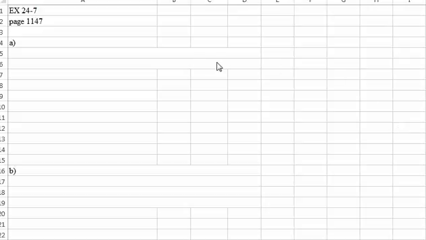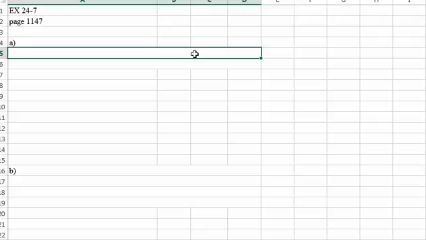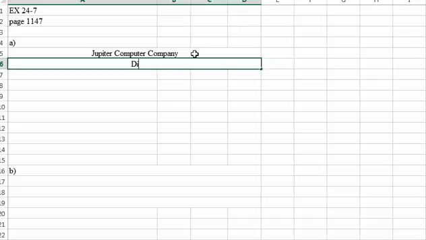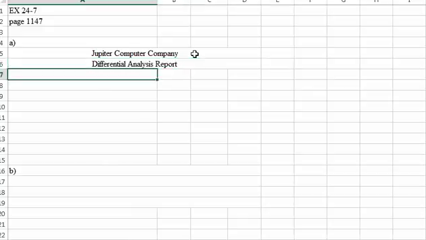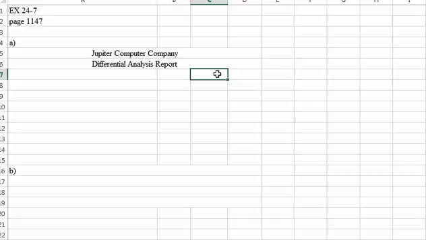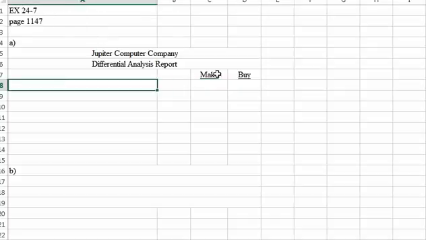Okay, so let's head it up here. We have Jupiter Computer Company. This is a differential analysis report. And this time, we only have two options: make or buy. Are we going to make the carrying case or buy it?